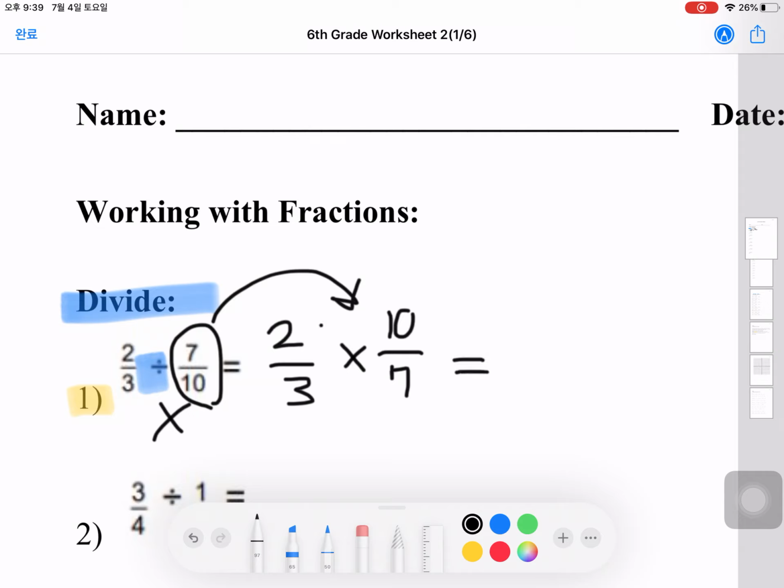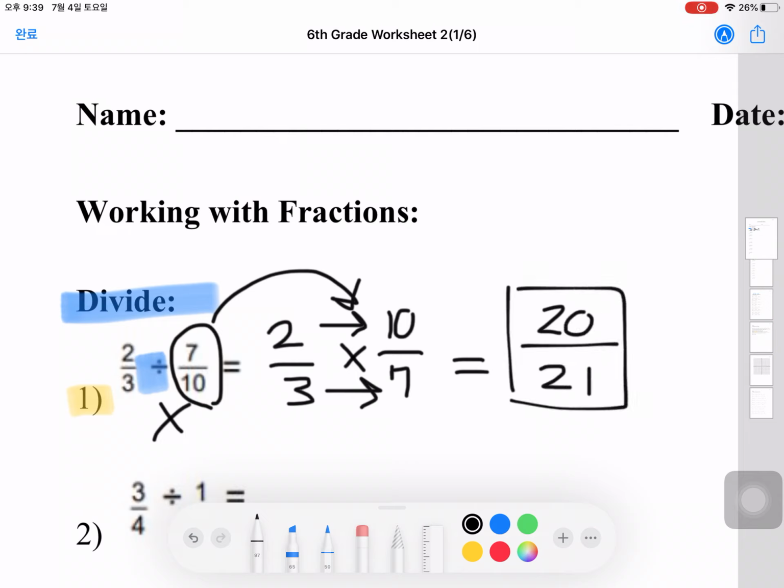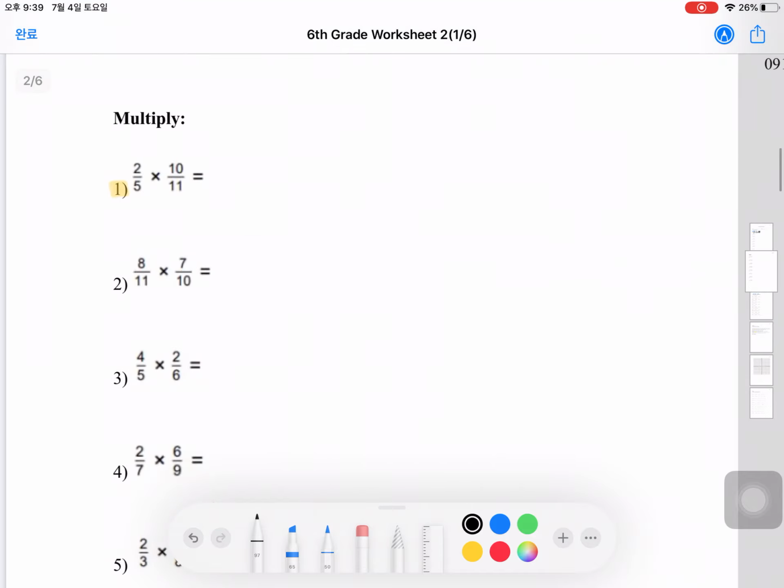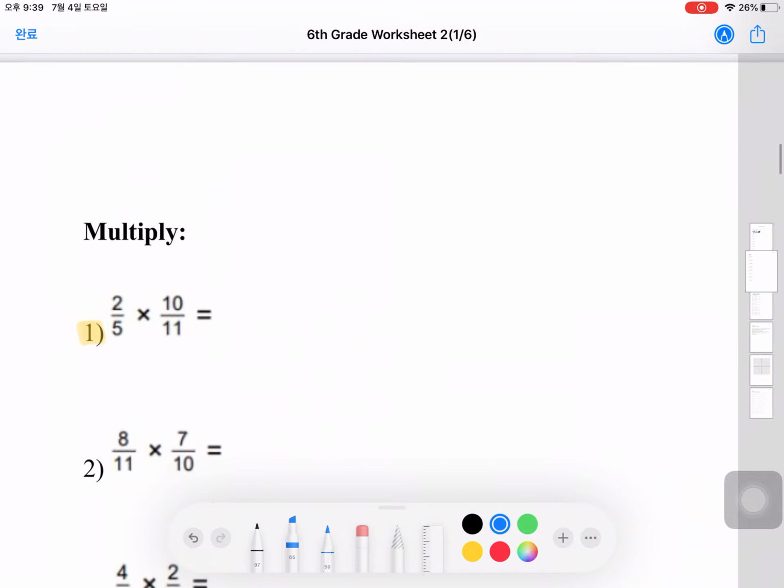Now, we just have to multiply across. 2 times 10 is 20 over 3 times 7 is 21. This is your final answer. Not too bad, right? Let's go on to multiplication.